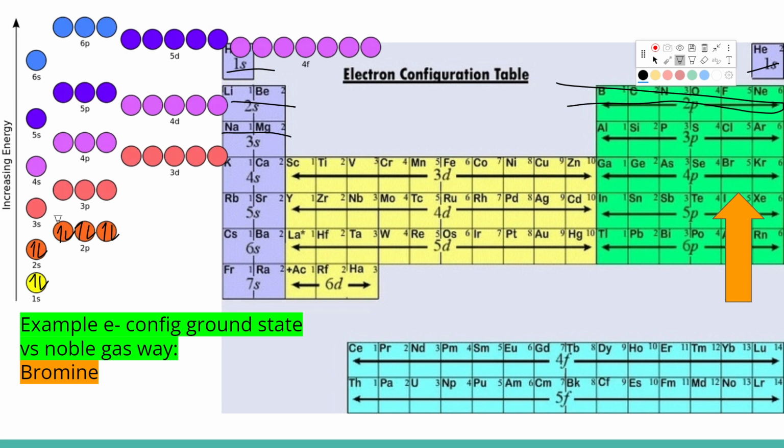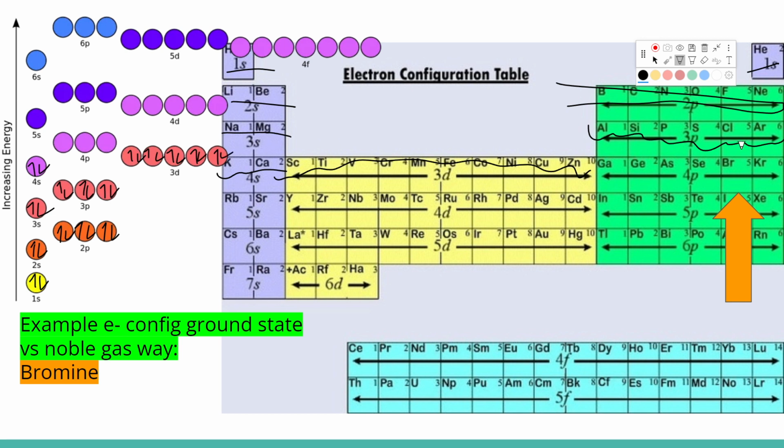Then 3s we have 2, so 1, 2. And then 3p we have 6, so I go 1, 2, 3, 4, 5, 6. And then 4s I have 2, so I go 1, 2. And then 3d I have 10 if I count across this. I accidentally went into the P block. So there, I went 1, 2, 3, 4, 5, 6, 7, 8, 9, 10.